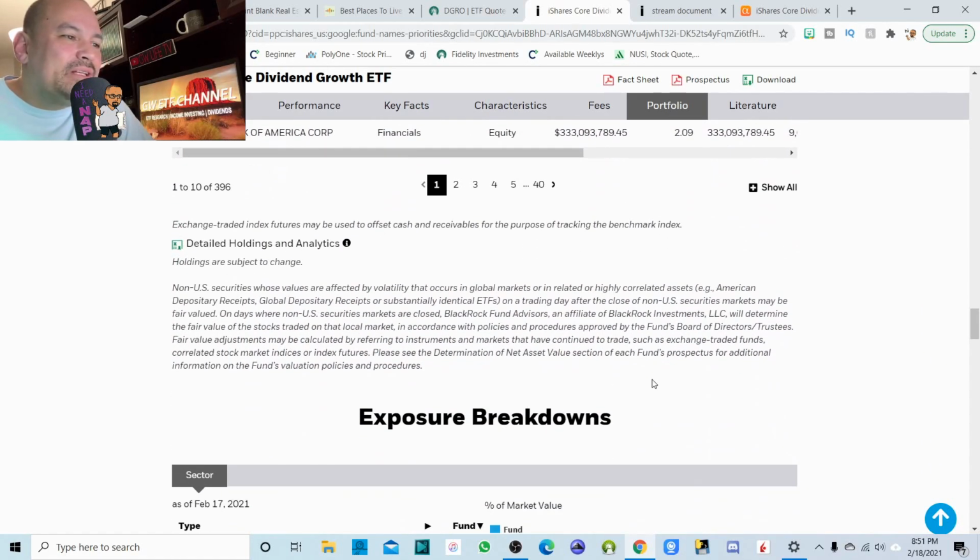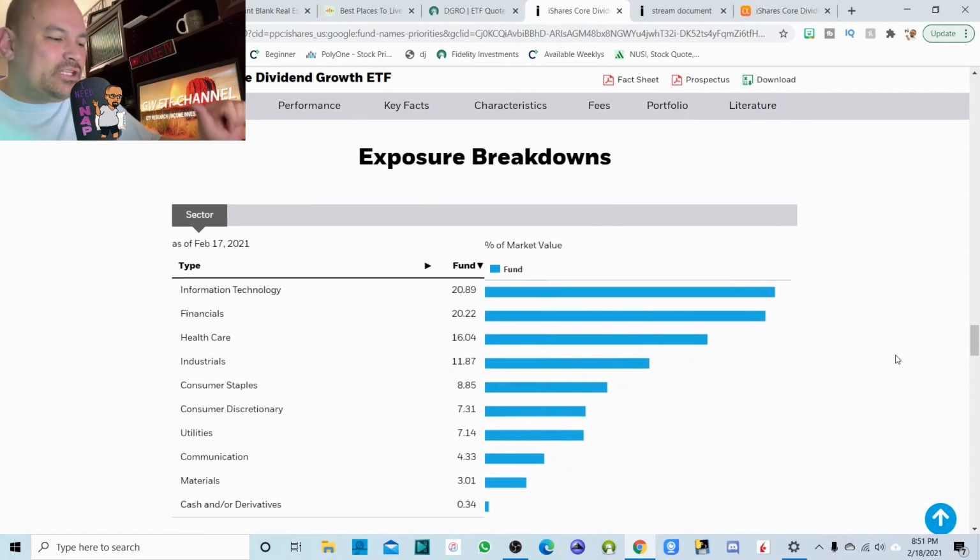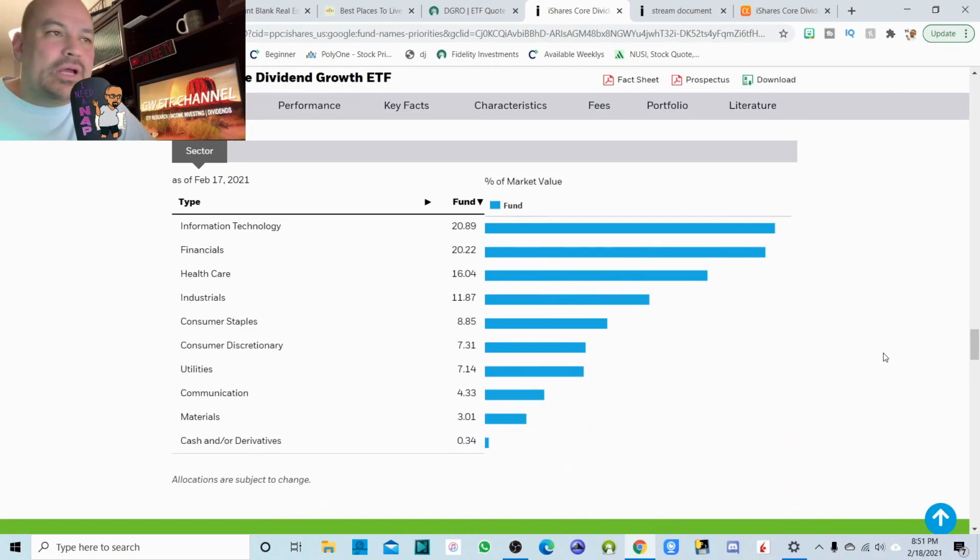Okay, so now we can see the exposures, where they're at, and how heavy they are. And this is what I like about DGRO. Information technology makes up about 21% of the fund. Everybody says technology is in a bubble, but I believe technology is never going away and it's going to infinitely grow. That's what I think. I think it's just going to infinitely grow, well, at least in my lifetime.